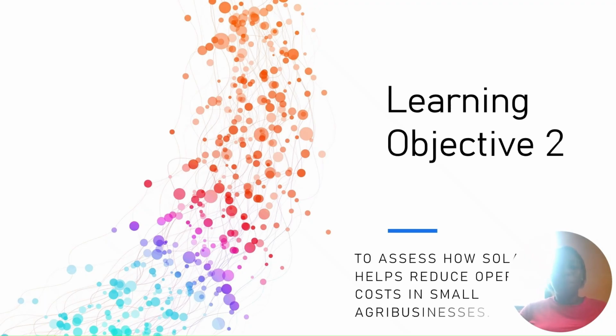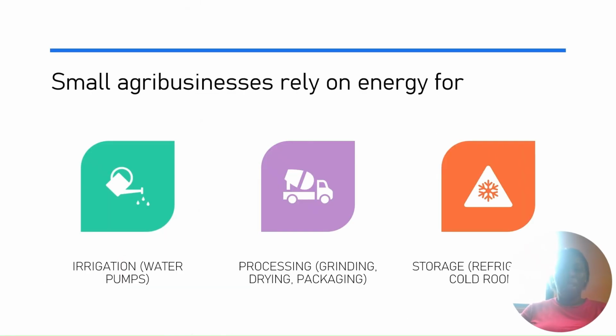Hello, I will be presenting on learning objective 2 of our project topic, solar power as a sustainable energy source for small agribusinesses. The objective is to assess how solar helps reduce operational costs in small agribusinesses. We know agribusinesses rely on energy for irrigation, processing, being grinding, drying, and packaging, and also storage with regards to refrigeration and their cold rooms.